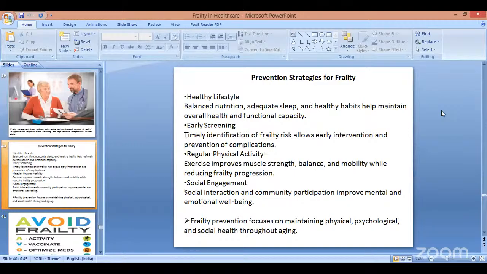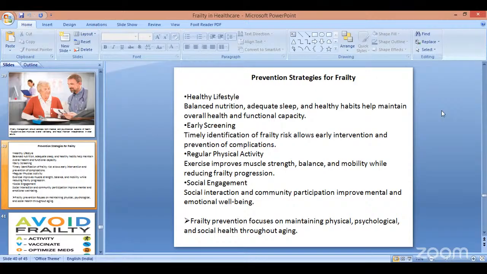So what are the prevention strategies for frailty? There are four strategies basically. Healthy lifestyle: we have to provide balanced nutrition, adequate sleep, and healthy habits to help maintain overall health and functional capacity. Early screening: timely identification of frailty risk allows early intervention and prevention of complications. Regular physical exercise provides strength, balance, and mobility while reducing frailty progression. Social engagement: social interaction and community participation improve mental and emotional well-being.